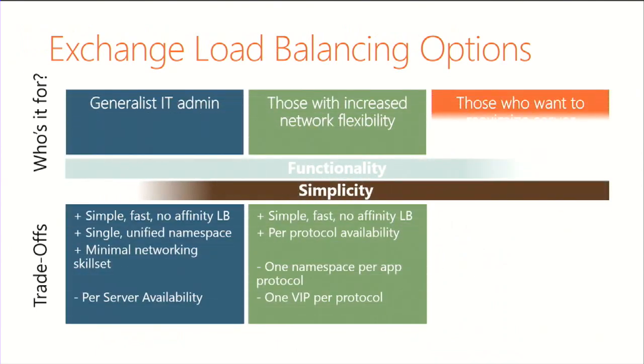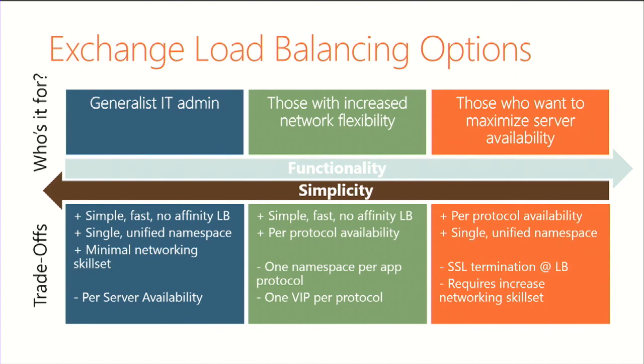So the whole intent of what I just went through was to show that there is a great variety of different configuration options with load balancing. You can have a more simplistic approach with the layer 4, or you can have a more functional approach with the layer 7. And there are different positives and takeaways depending on which approach you go. Per protocol availability versus per server availability, the cost of doing SSL offloading versus not doing SSL offloading, the cost of multiple namespaces versus a single namespace, and the like. So you have different choices with respect to your load balancing architecture in Exchange 2013.